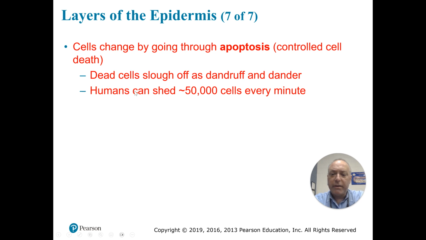These cells, when they start out as stem cells at the basal layer, will eventually undergo apoptosis, which is programmed cell death, as they reach the surface, and then they are sloughed off. And humans can shed 50,000 cells every minute. Some people say this is the component of much of the dust in your house, is keratinized skin cells that have been sloughed off.